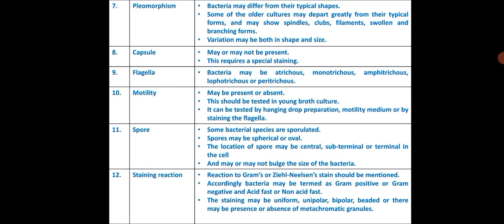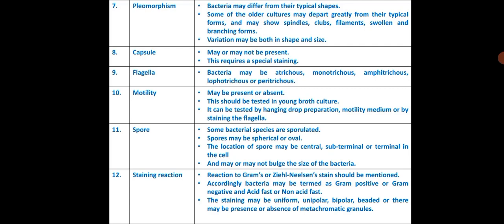Capsules may or may not be present and may require special staining for the demonstration. Flagella. The bacteria may be atrichous, monotrichous, amphitrichous, lophotrichous or peritrichous. Motility may be present or absent. This should be tested in young broth culture and it can be tested by hanging drop preparation, motility medium or by staining the flagella.